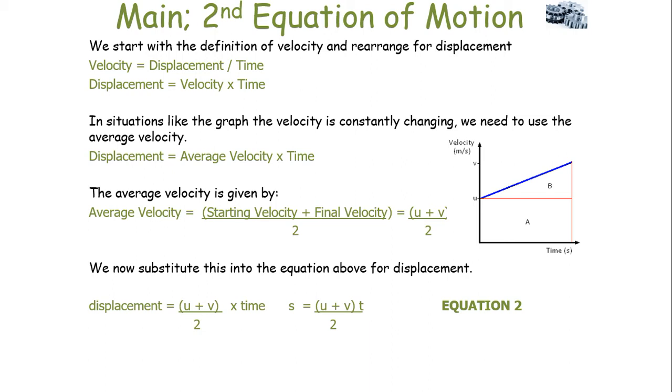But then the second equation: we start with the equation velocity equals displacement over time. We make displacement the subject, so it's velocity times time, but technically it's actually the average velocity times time. So how do you work out the average velocity? Well, you take the start and the finish divided by 2, which gives you the average. So now our average velocity is U, the starting, plus V, the final, divided by 2. So now we know that displacement, or S, equals U plus V over 2 times T, our second equation of motion.